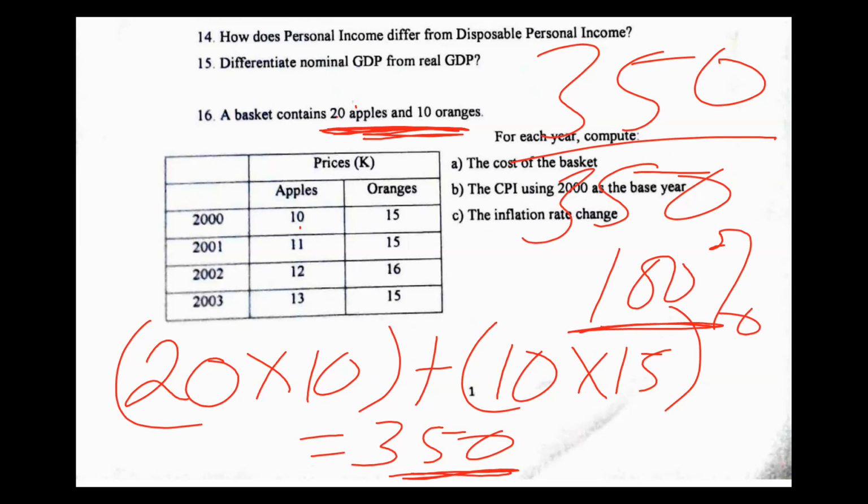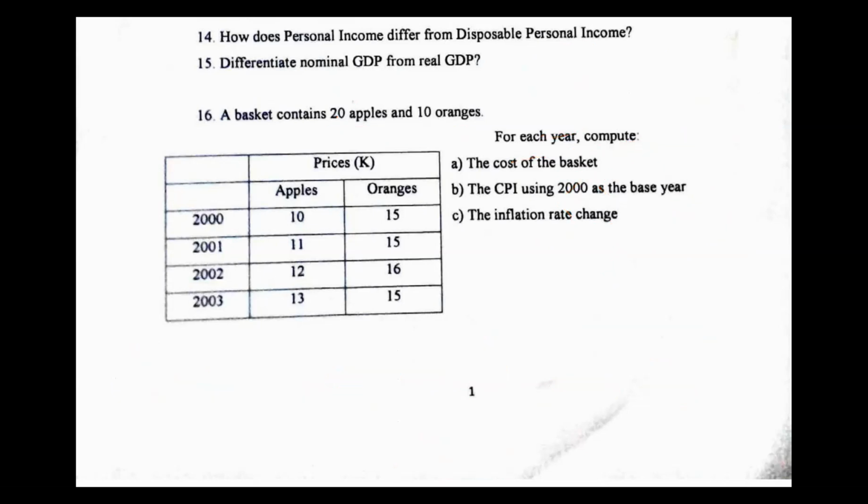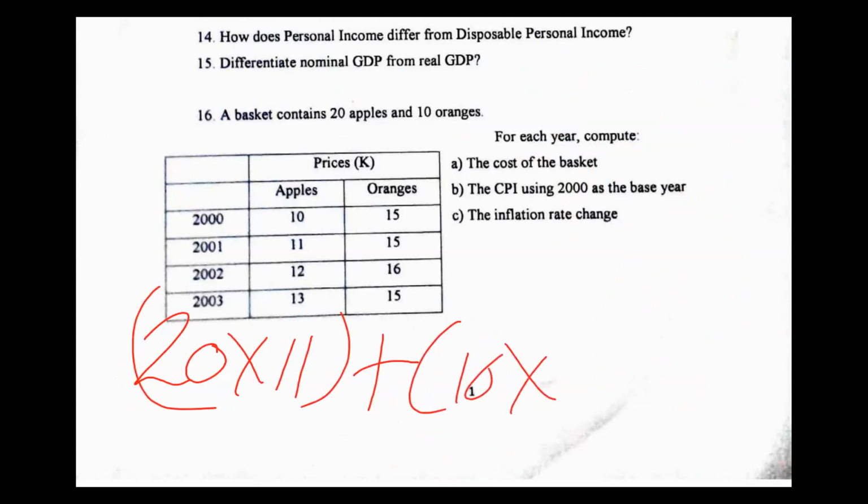Yeah, the CPI measures the inflation rate, the level at which prices are increasing. So we are expressing it as a rate. Okay. Now let's go to 2001, so that it makes more sense. For 2001, you get the cost. It will be 20 times 11, plus 10 times 15. What do you get as the cost?